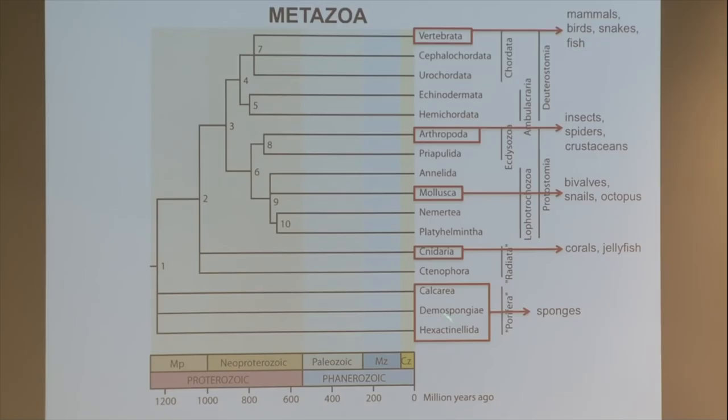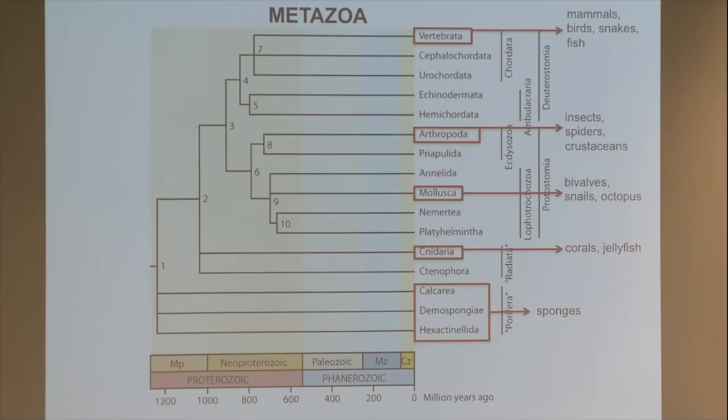And then there's these guys here, the demospongiae. I think some of those have calcium carbonate and some of them don't. Oh no, some of them have silica and some of them don't. So these things here are very early multicellular structures, and the mineral in them is either calcium carbonate or silica.